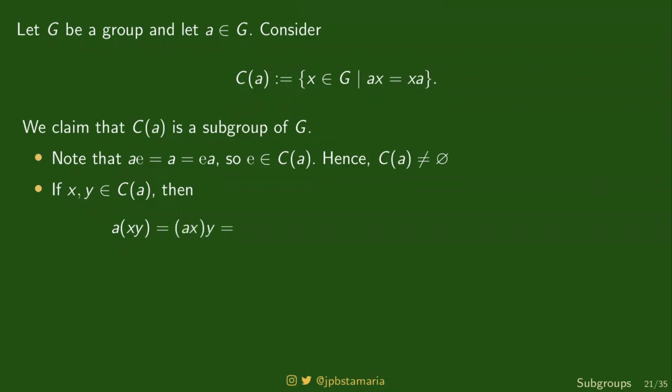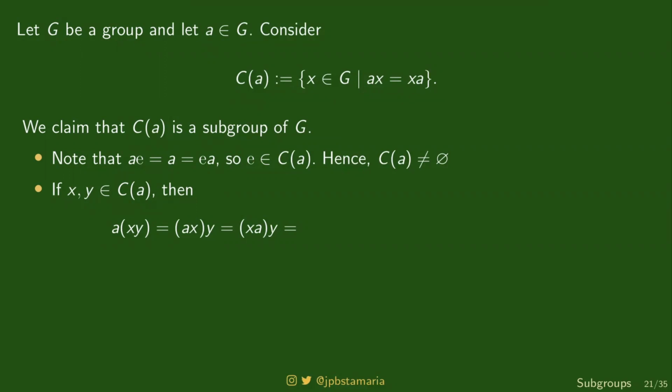Applying associative property, you can see that I can write it as AX times Y. Now, because X is an element of C of A, AX will equal XA because X commutes with A.